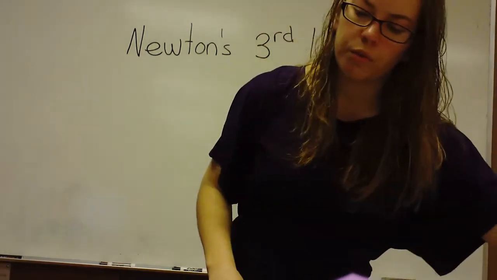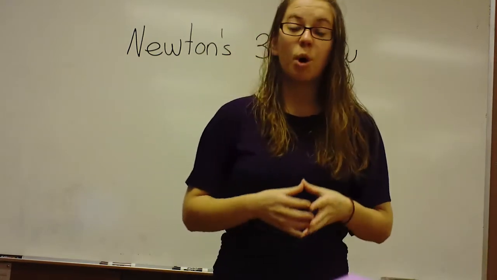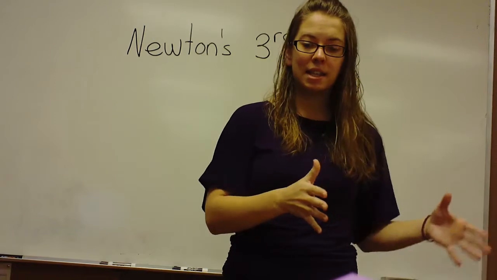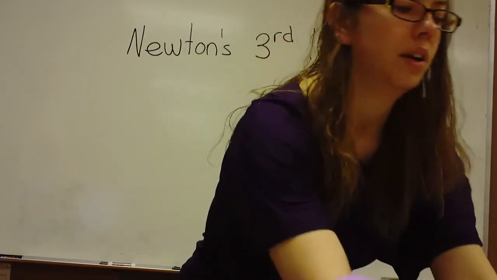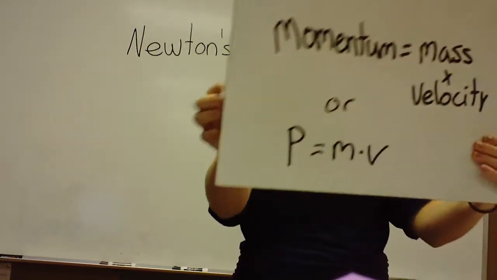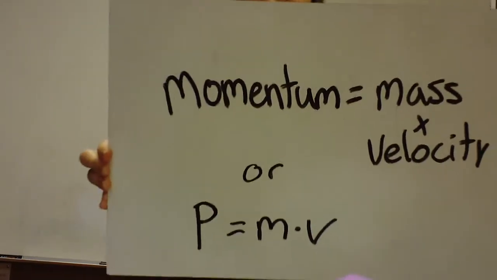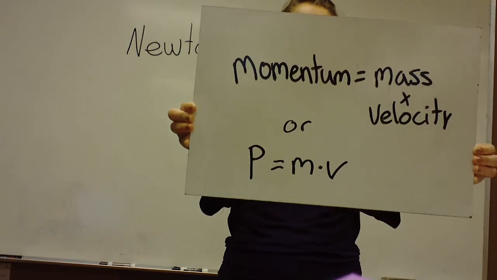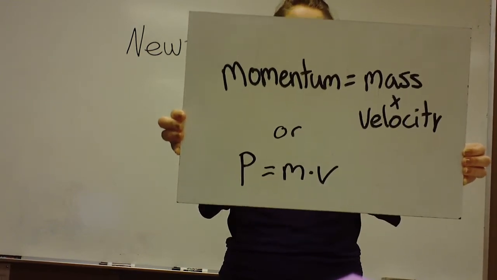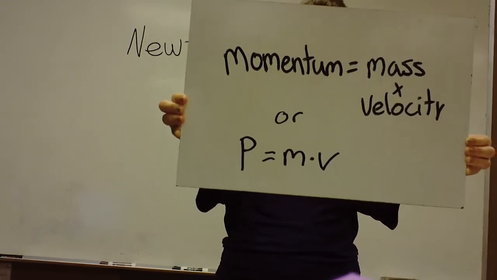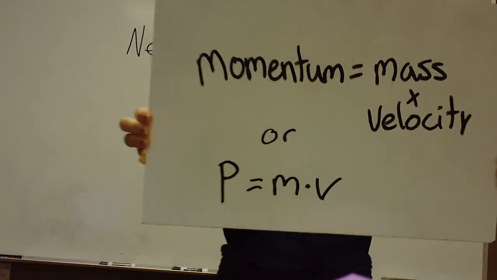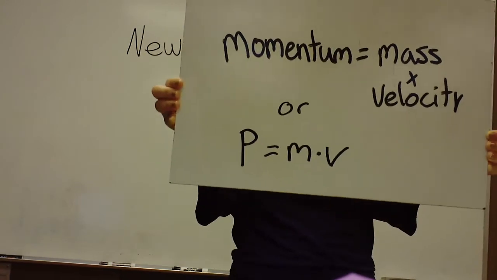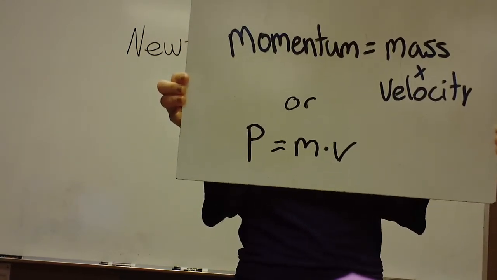So, for movement along a straight line, momentum is calculated by multiplying an object's mass and its velocity, or P equals M times V. We represent momentum with the letter P, because M is already taken for mass, and MI is taken for miles, and P was just the easiest way to represent momentum. P equals MV.